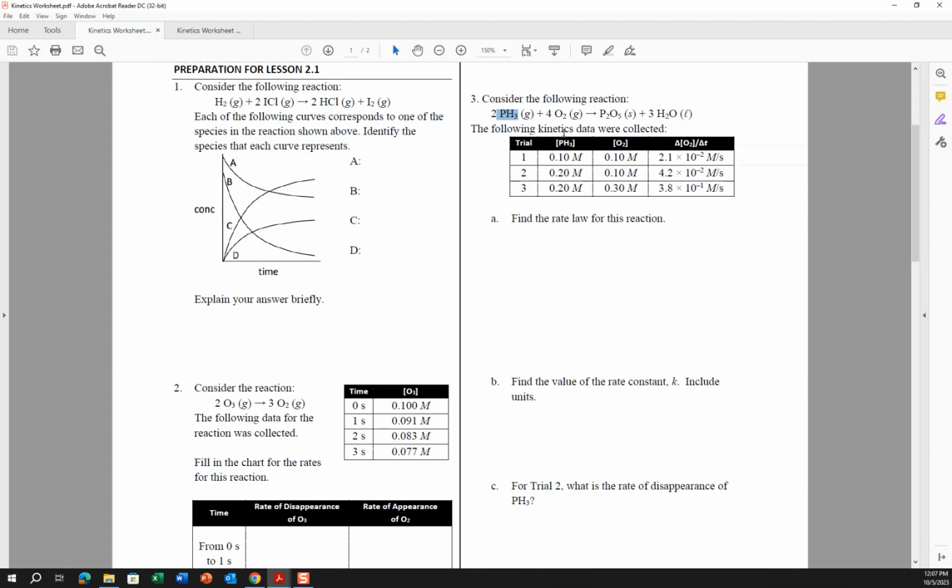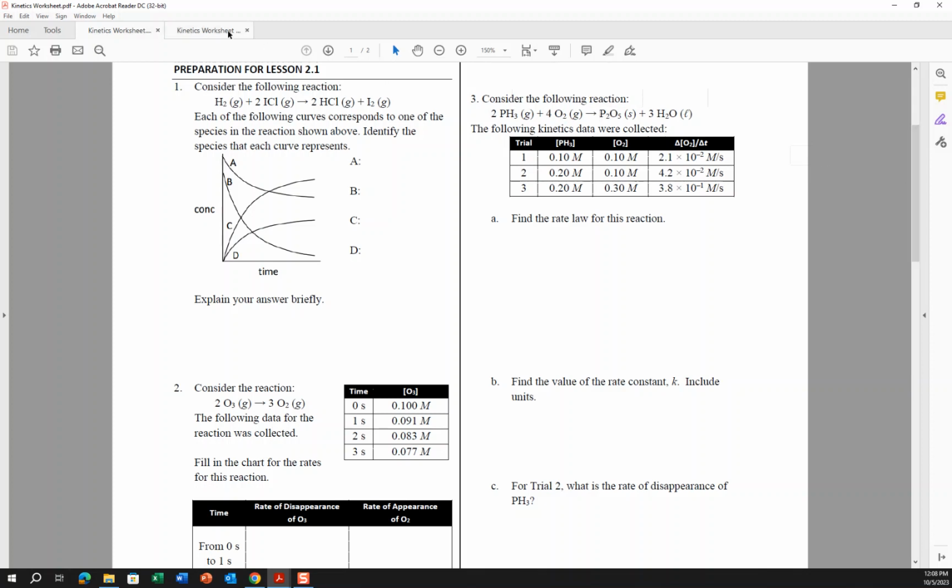If you have a rate of one thing, all you have to do is multiply that rate by the mole ratio, by the coefficient ratio in the equation, to get the rate of the other thing. Let's say I wanted the rate of appearance for P2O5 for trial 2. Well, then all I would do is take the rate of disappearance for oxygen, multiply it by 1 over 4, and that would give me the rate of appearance for this, because I'm losing this 4 times faster than I'm gaining this, and that's what the coefficients are telling me. Okay?